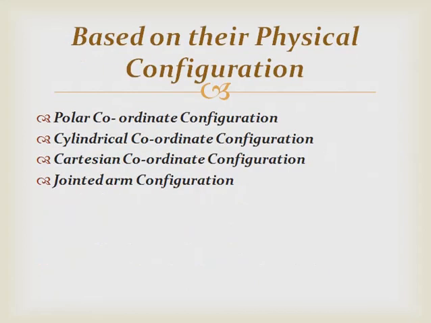In that, mainly we are focusing on the physical configuration. Based on the physical configuration, we have categorized robots into four types: polar coordinate configuration system, cylindrical coordinate configuration system, Cartesian coordinate configuration system, and jointed arm configuration system. So let us discuss them one by one.